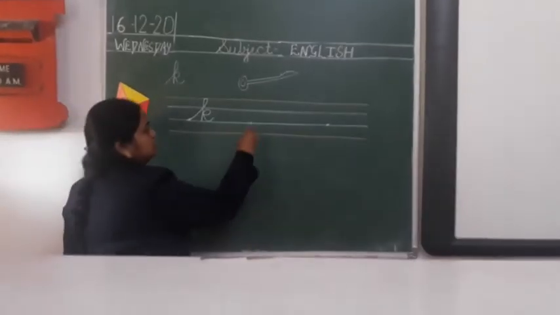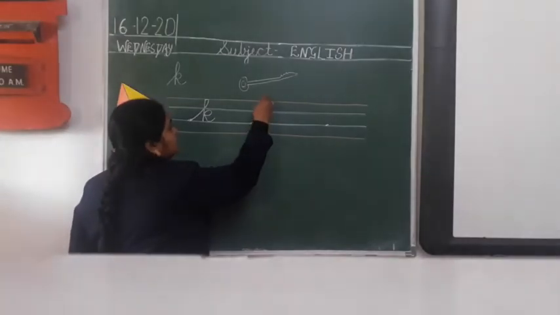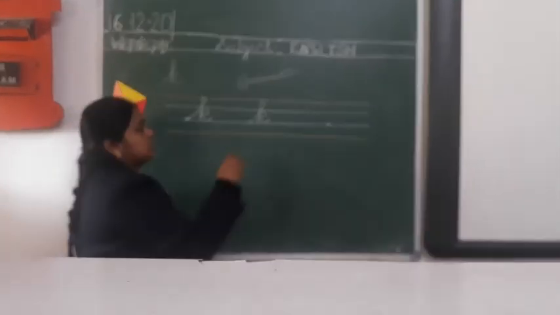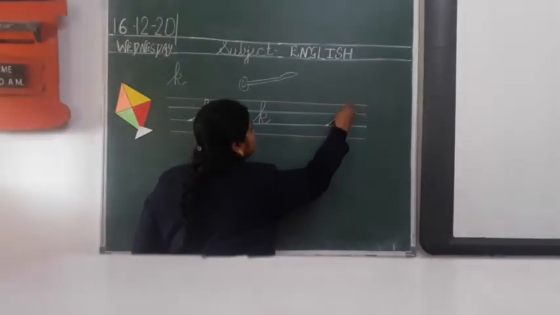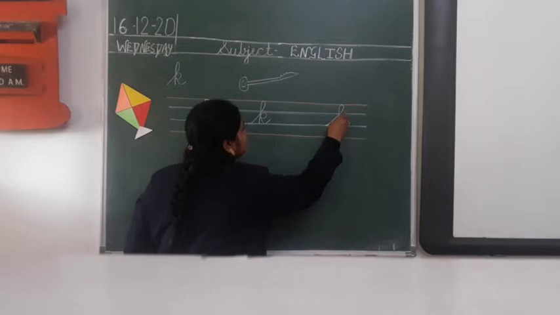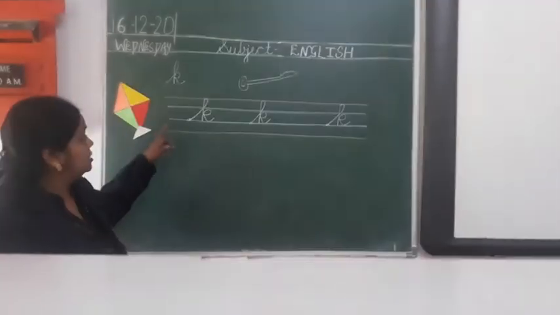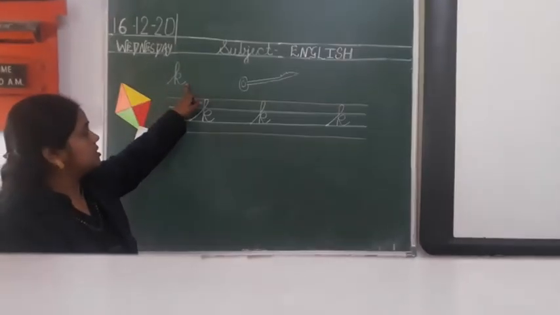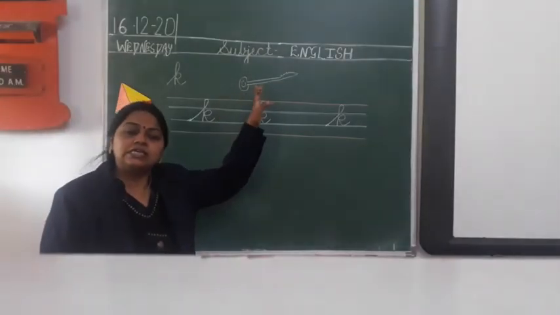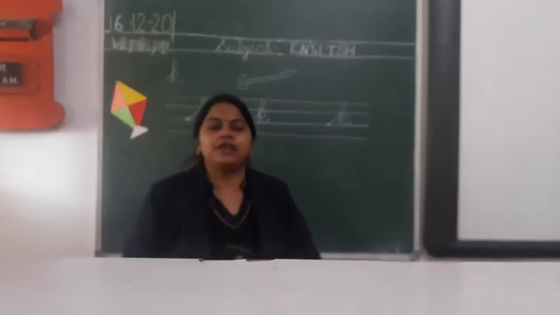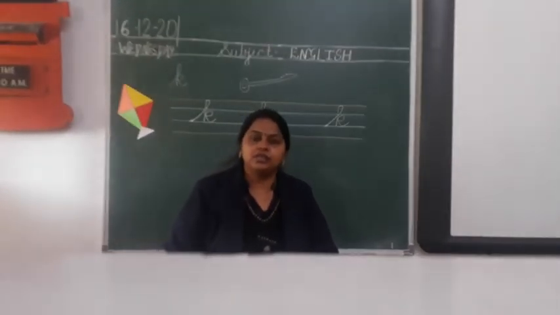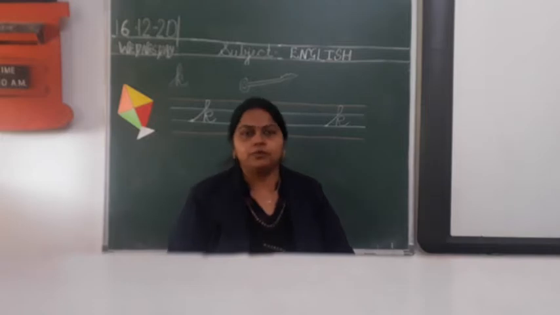K sounds K. Again we'll do like this. Go like this. Then make a curve and then do like this. K sounds K. Now again see, you will make a curve and then turn it and then a standing line and then make a curve and then like this. K sounds K. K. Kite. K. Key. Now I will tell you how you will write small cursive letter K in your English notebook. Let's start.